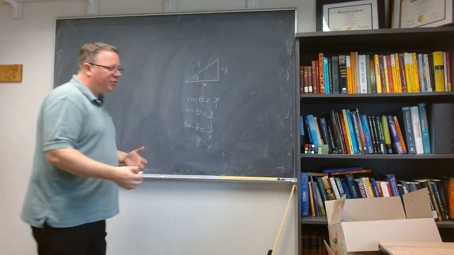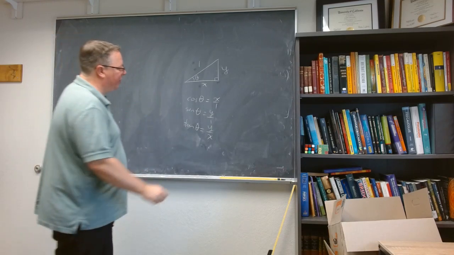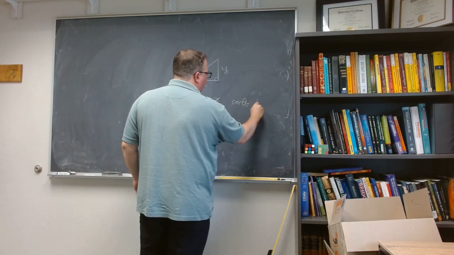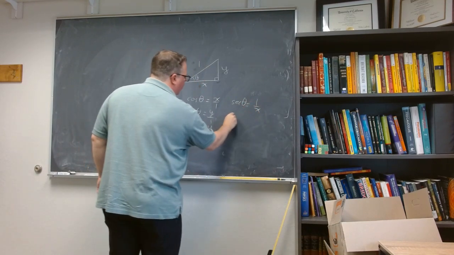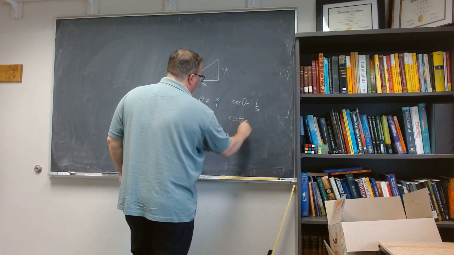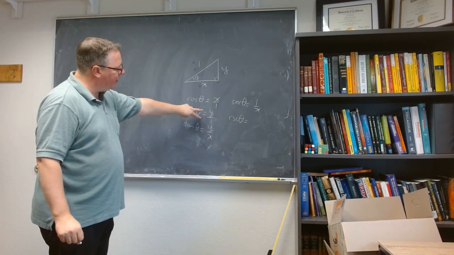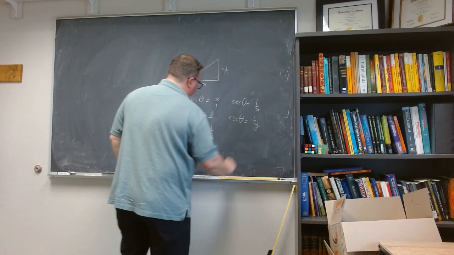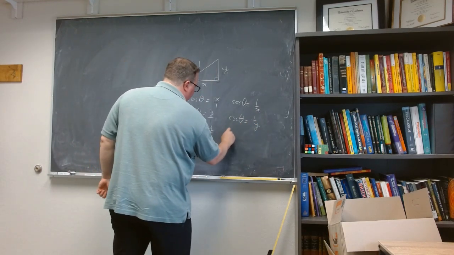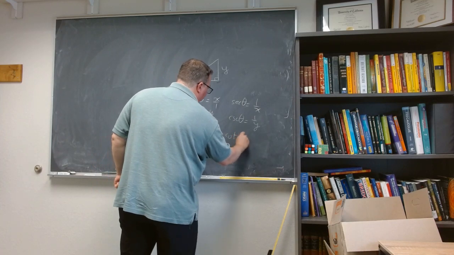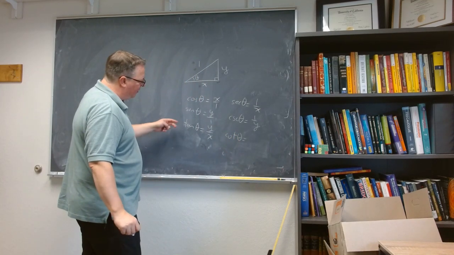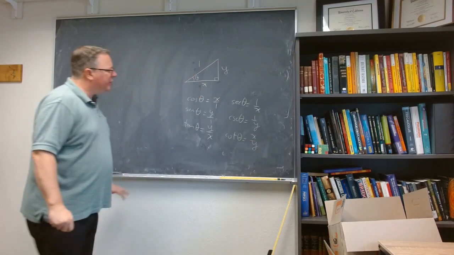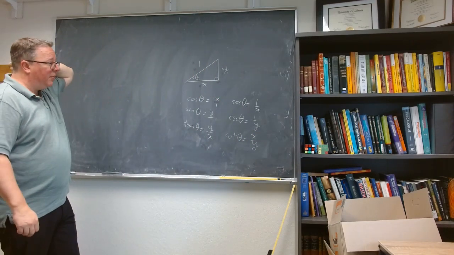And then we have the other trig functions that are defined in terms of these three. So secant theta, which is 1 over the cosine, is going to be 1 over x. Cosecant theta, which is the inverse of sine, so it'll be 1 over y. And cotangent of theta, which is the reciprocal of tangent, so x over y. So this is your basic relationship in the right angle triangle.